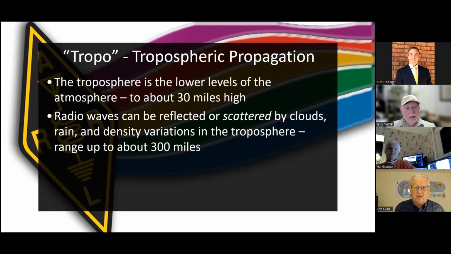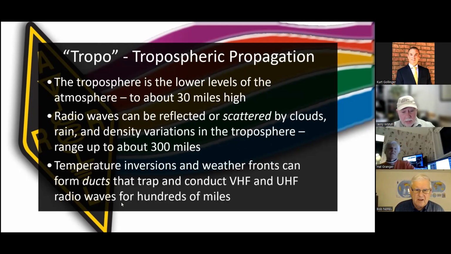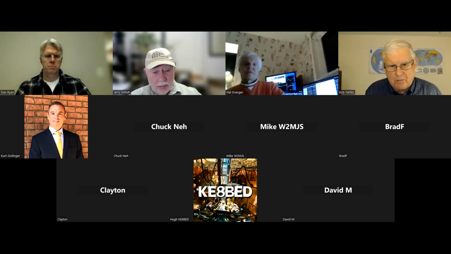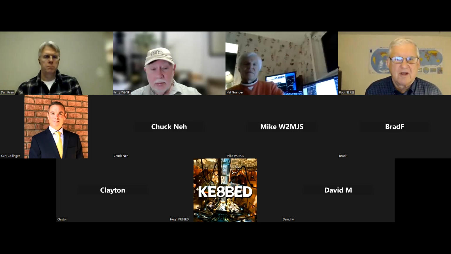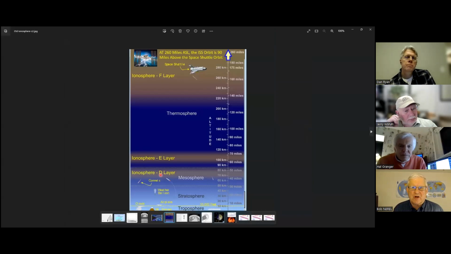Now, tropospheric propagation. I have a cool picture I want to show you. In fact, for tropospheric, I've got a couple of cool ones. Okay. Jerry, am I sharing? You're sharing, you have the ionosphere and thermosphere. Okay, yes. You need layers.